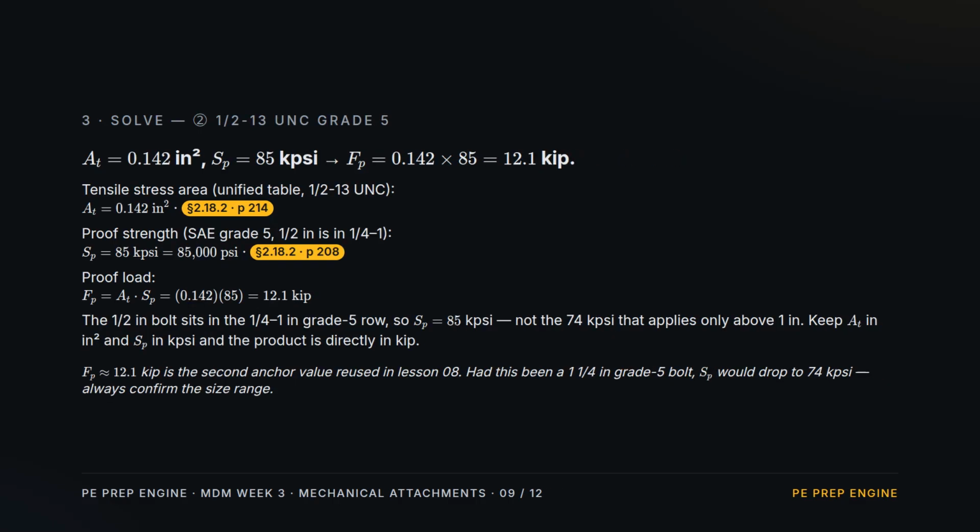Solve. Problem 2. The 1/2 inch 13 grade 5. Tensile stress area from the unified table, proof strength from the grade 5 row for a 1/2 inch bolt, and the proof load is their product, about 12.1. Because the bolt is a 1/2 inch, it sits in the lower size range, where proof strength is 85, not the 74 that applies only above an inch. Area in square inches times proof in KSI gives the load directly in kip.